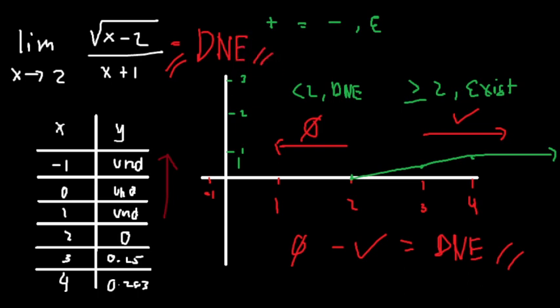Now, that ends the discussion for how to evaluate limits using the table of values and how to graph them.